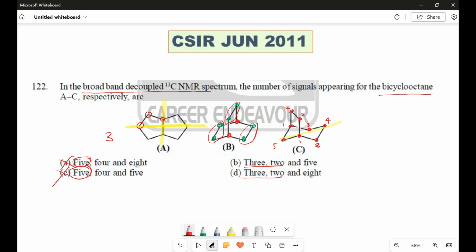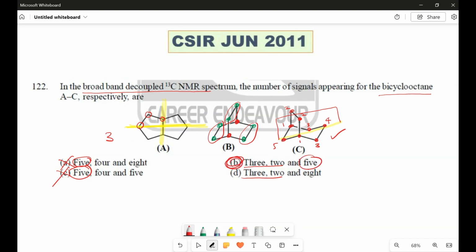Since this molecule can be cut into two equal halves, this particular molecule is conformationally rigid. I cannot rotate the molecule. I cannot flip the molecule. Therefore, if I cut the molecule into two equal halves, this is the plane of symmetry which goes like this. Whatever lies on the plane of symmetry will be chemically equivalent. So I have totally 5 signals. So the answer is option B.